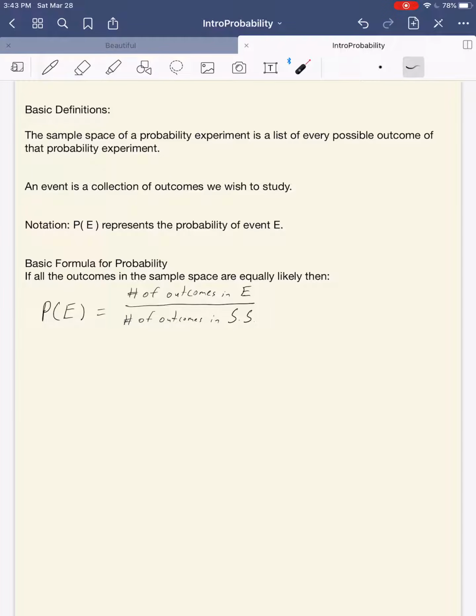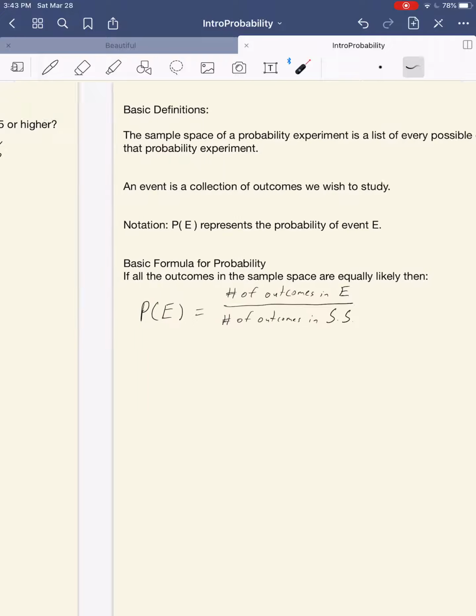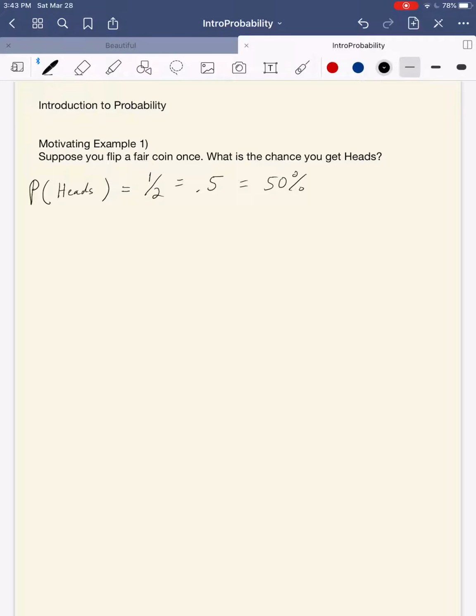The sample space of a probability experiment is just a list of every possible outcome of that probability experiment. So, real quick, let's go back to those examples and think about what the sample space was in each case. So we'll just go back a little bit. In this first one, where we flipped that coin once, what was the sample space? Well, the sample space was all the possible outcomes. It would be heads or tails.